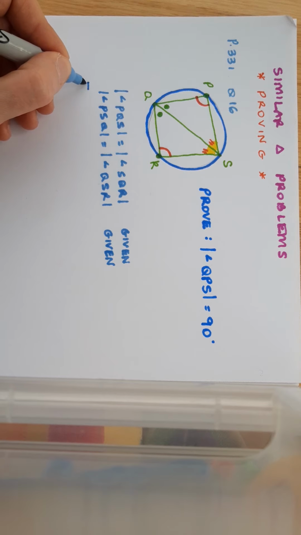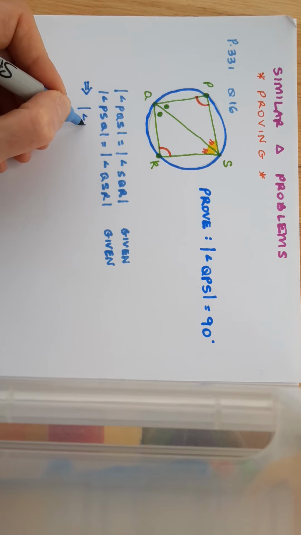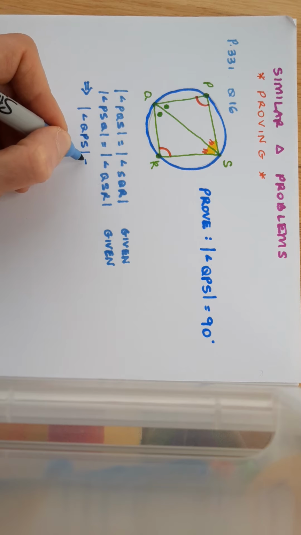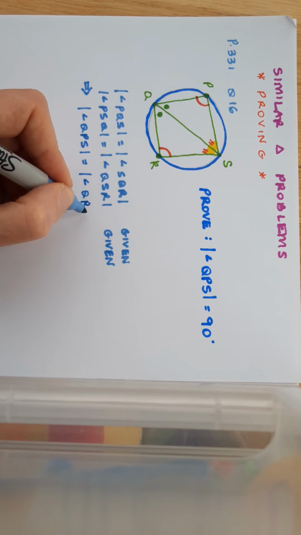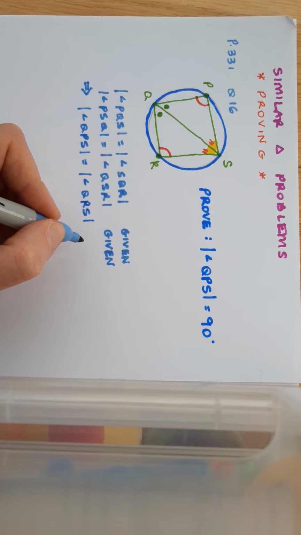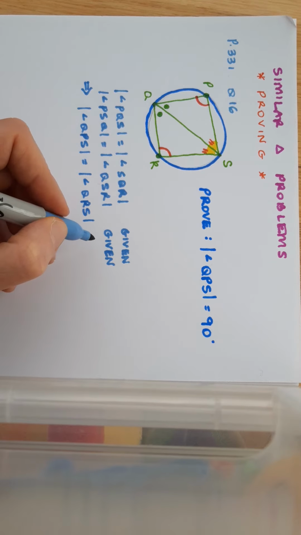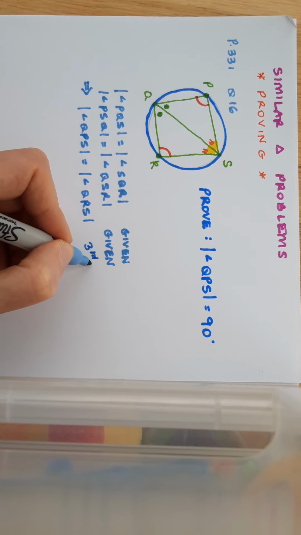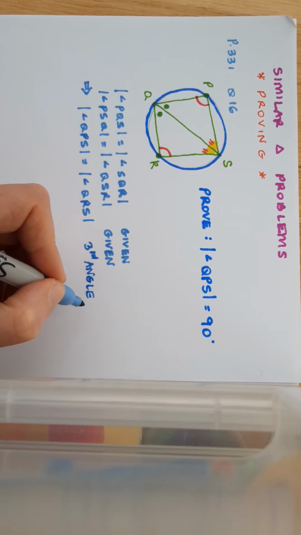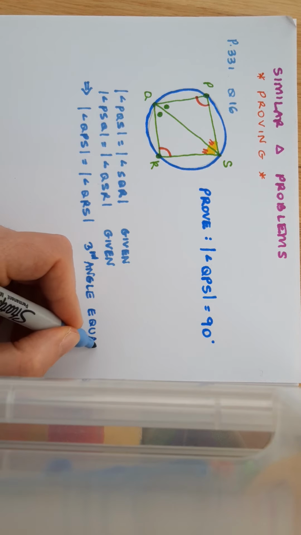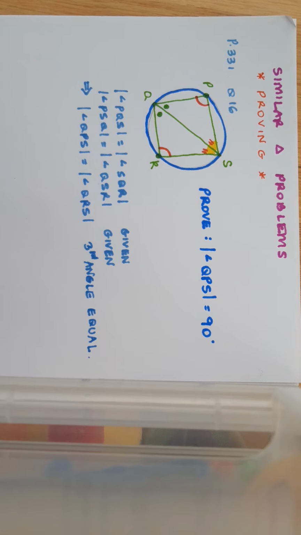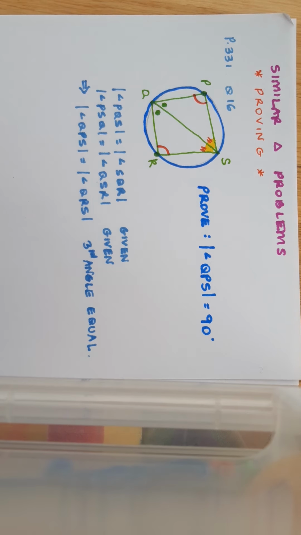So I'm going to say that implies the angle QPS equals the angle QRS. Now I'd like to give a reason for that too. And the reason is, what do you think it is? It's that it's the third angle in the triangles. Okay, so the third angle must be equal if the first two pairs of angles were equal. So if that's the case, you can see that I've been able to mark them in the same way in the diagram.